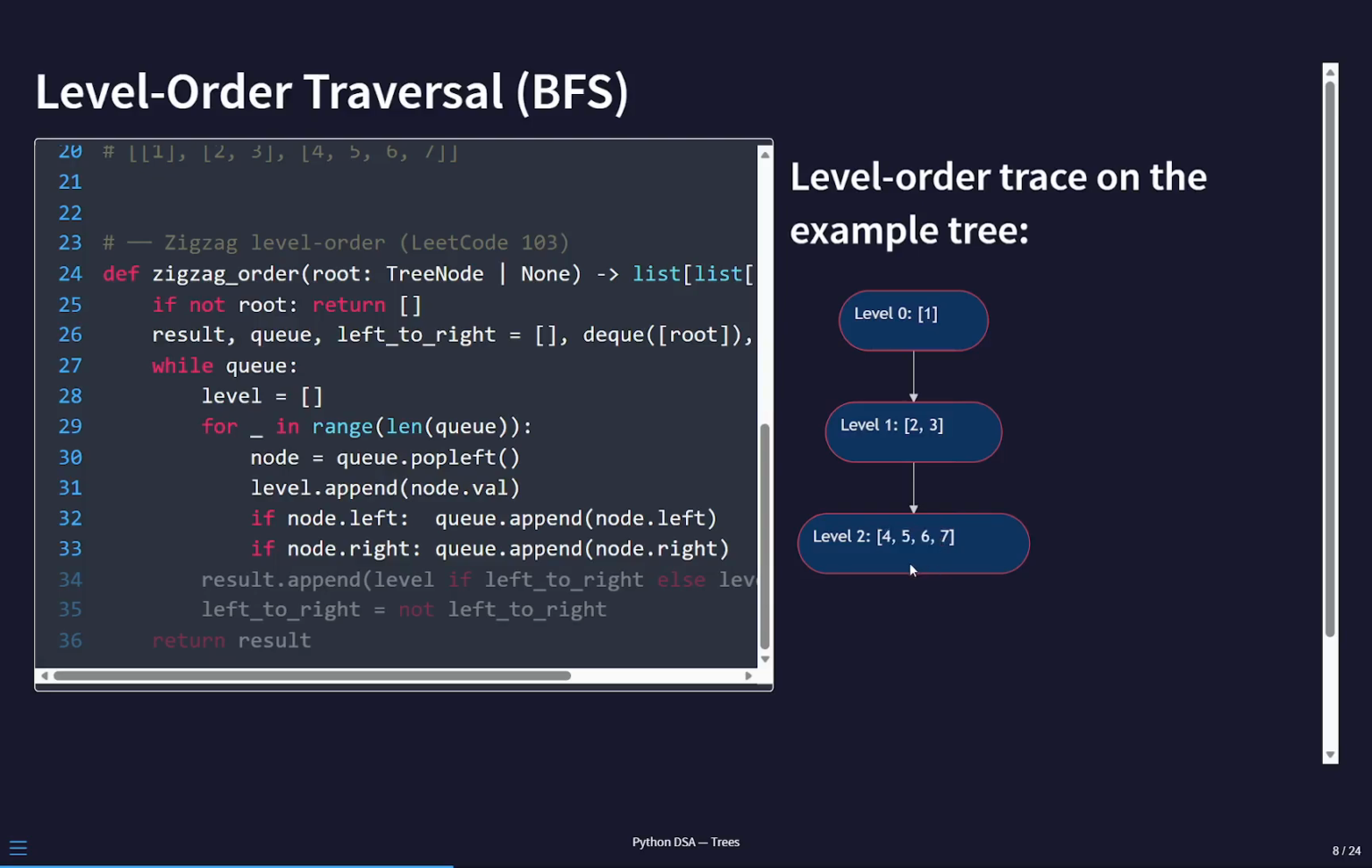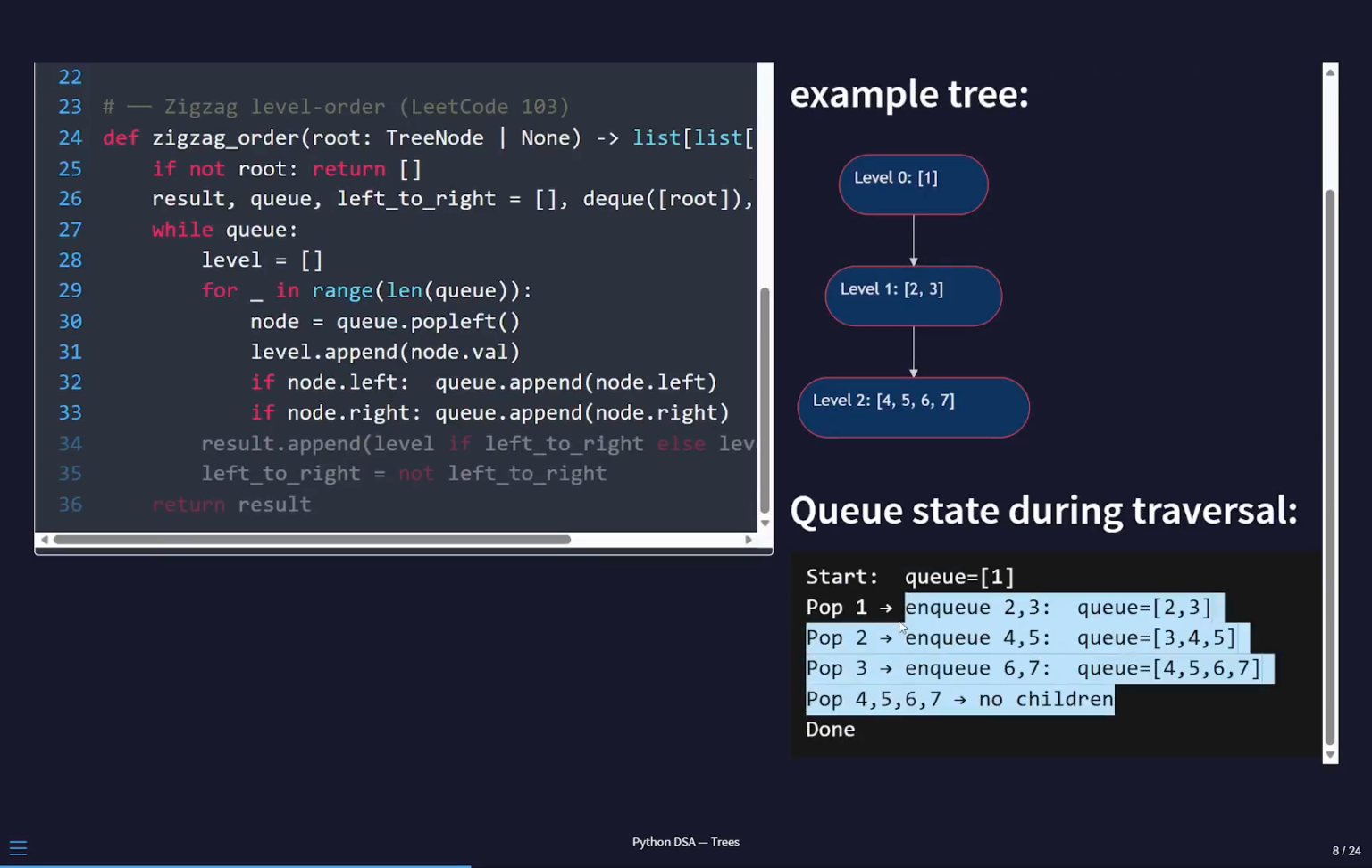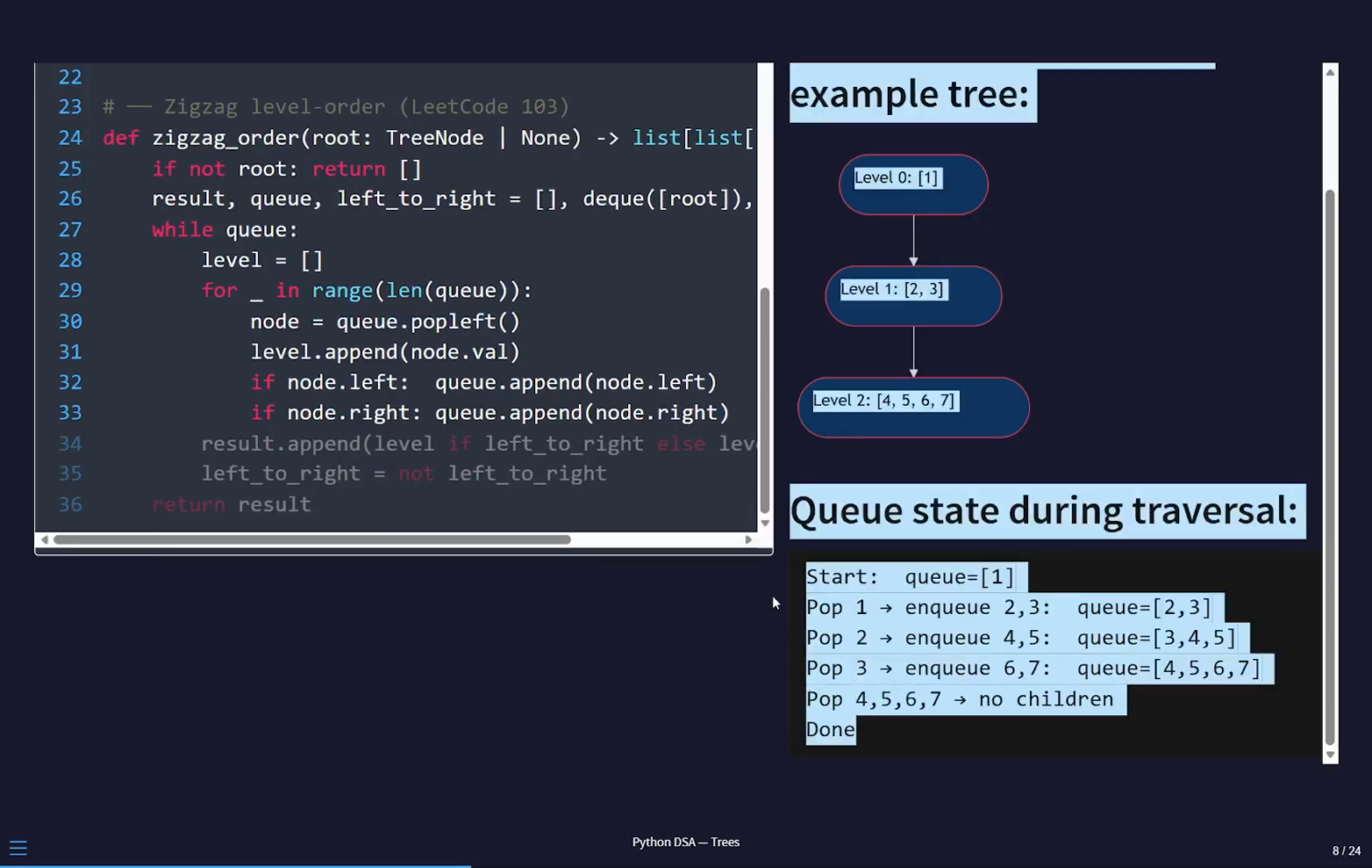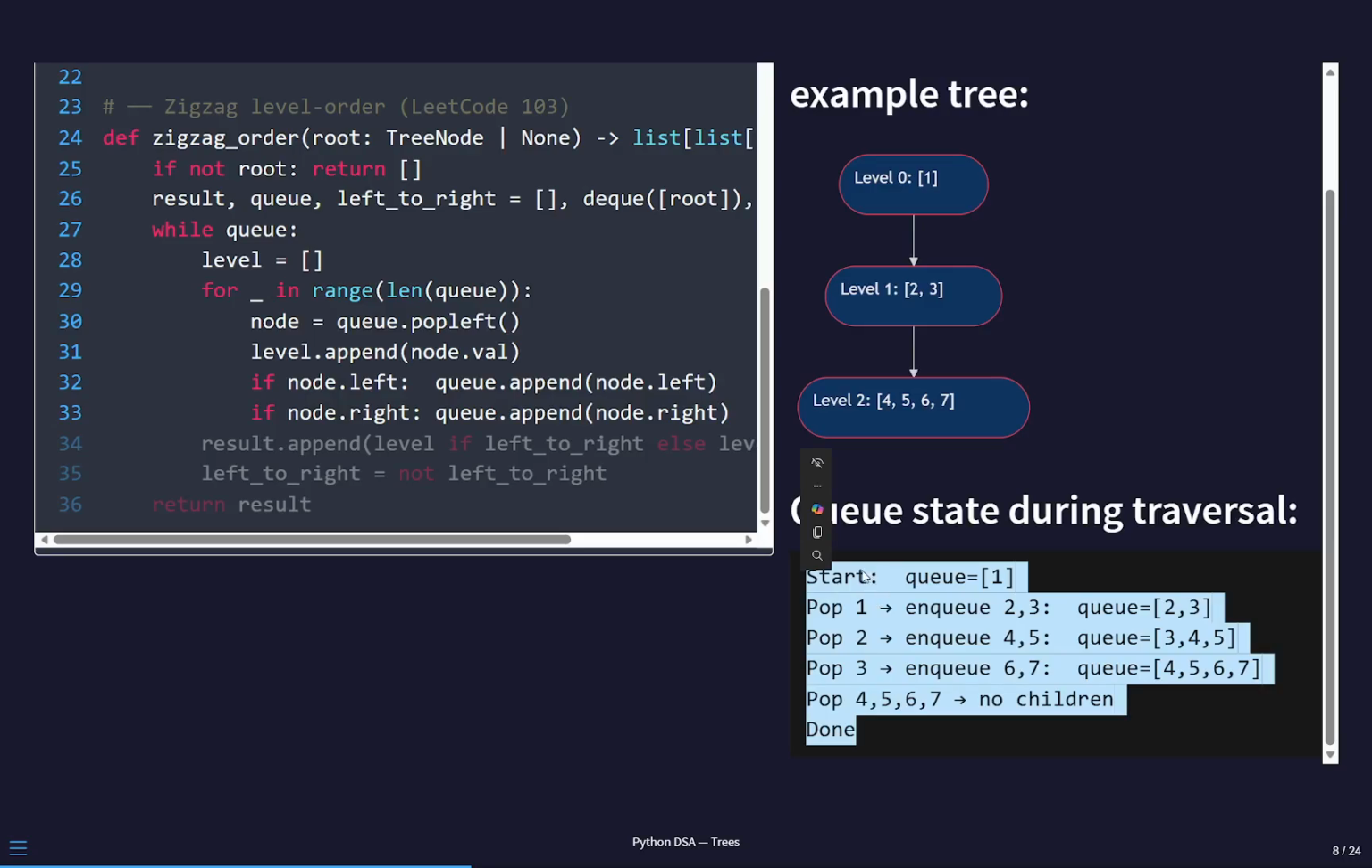Population 3, on Q6 and 7. Population 4, 5, 6, 7. No children. Q empty. Traversal complete. Each pass through the outer while loop processes exactly one level.